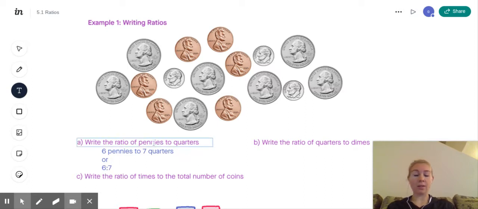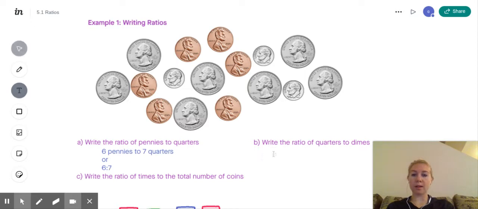Make sure that in our problem, it says ratio of pennies to quarters. So that means there's 6 pennies. Make sure you count in order. If it's quarters to pennies, then we would say 7 to 6. That would be different because the numbers are flipped around. So make sure you count the items in the order they appear in the phrase.